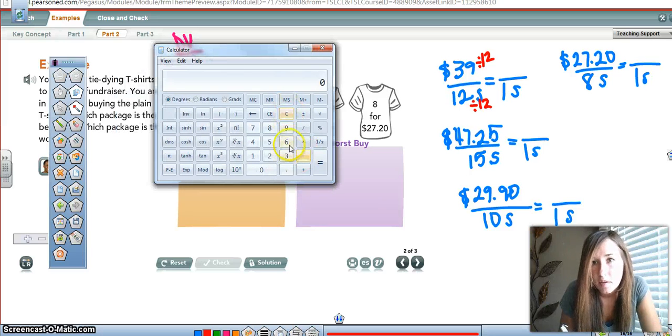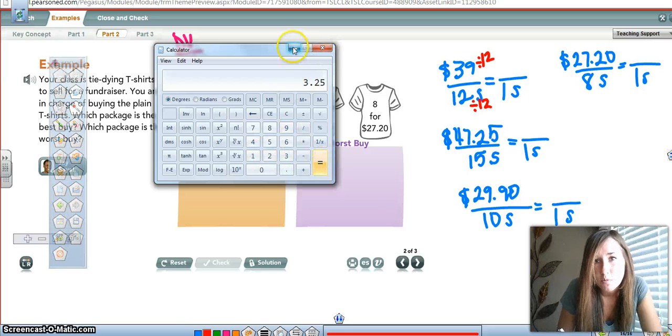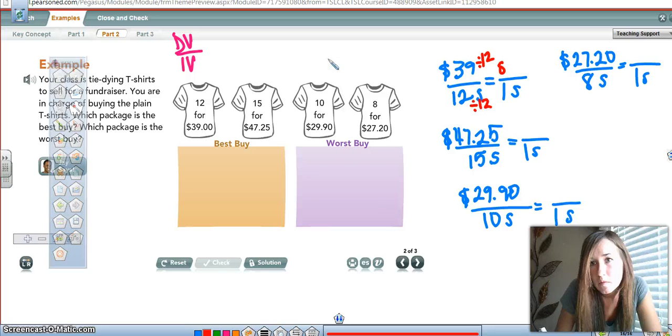Let's use a calculator to speed things up. 39 divided by 12, 325. In this rate, we'll divide by 15 to find out how much for one shirt.